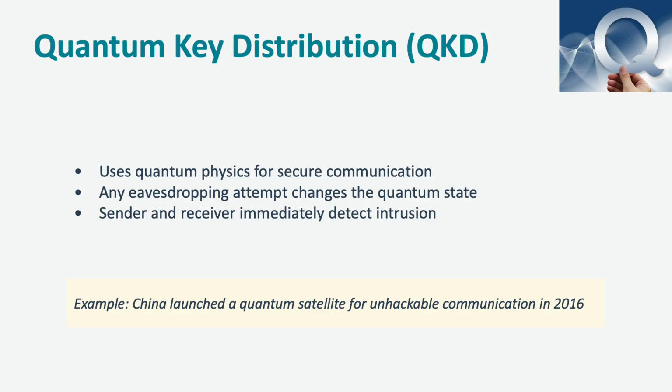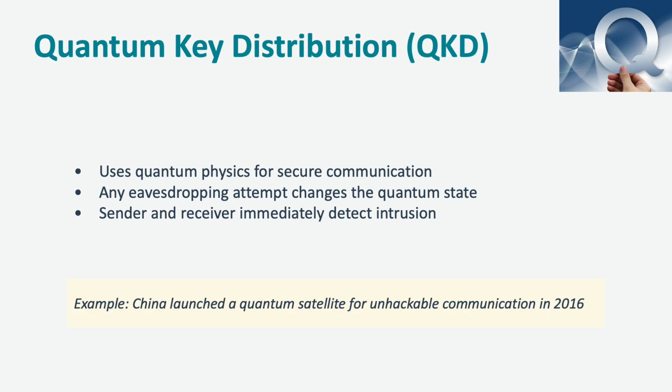Here's how it works in practice. Two parties exchange encryption keys using quantum particles, typically photons. If someone tries to intercept and measure these photons to discover the key, the quantum states of the photons change in a way that alerts both parties to the intrusion.